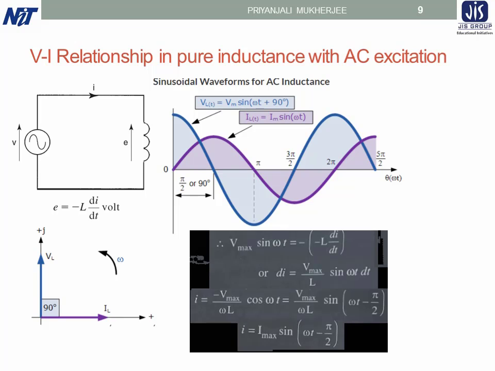So next is the VI relationship in pure inductance with AC excitation. An inductive coil is a coil with or without an iron core having a negligible resistance. But practically pure inductance can never be had as the inductive coil always has small resistance. However, a coil of thick copper wound on a laminated iron core has negligible resistance and it is known as a choke coil.